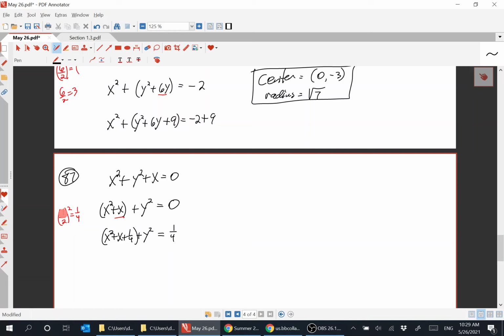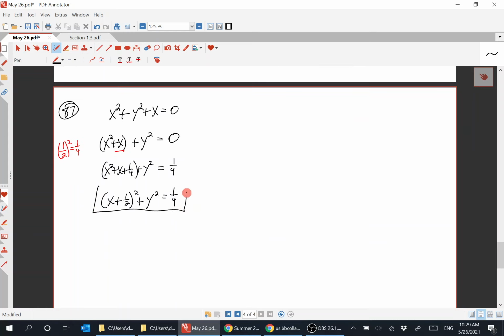So now that coefficient divided by 2 was 1/2. So this one becomes (x plus 1/2) squared. The y, there's just y squared by itself, and in that case you don't have to do anything. There is no y term. There's just a y squared term. So this is what you're left with. This is the equation of the circle in standard form.